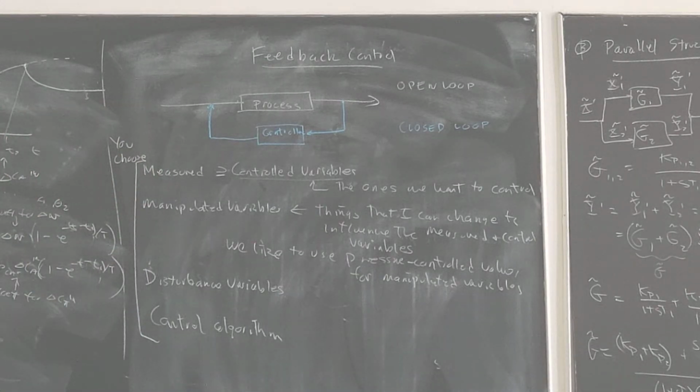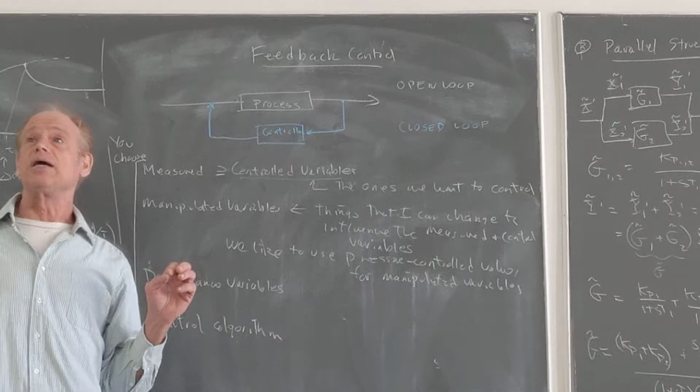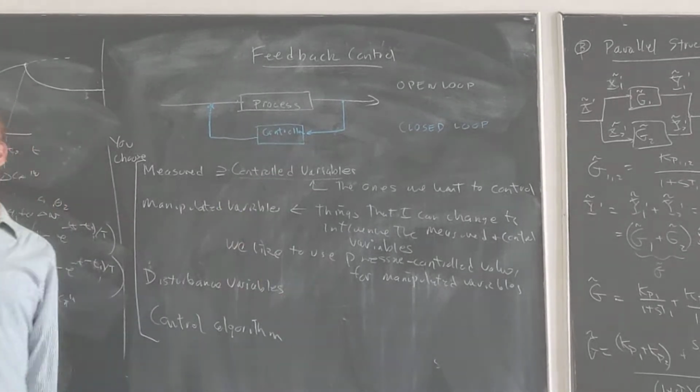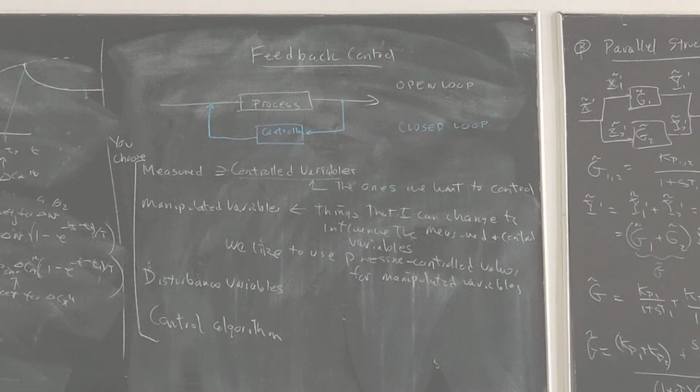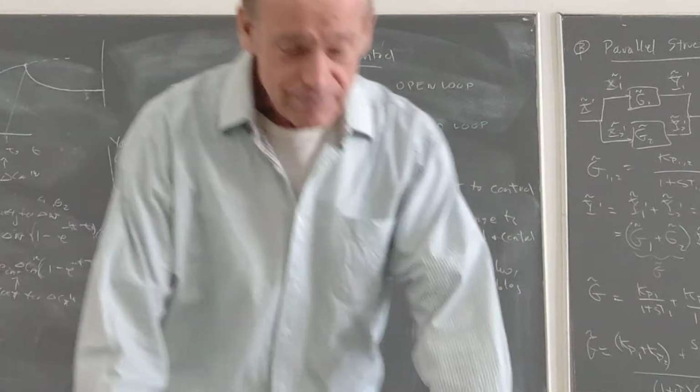You also want to make sure that you're measuring enough things. You obviously want to measure the control variables, but sometimes you want to measure other things so that you can see what's going wrong before the system blows up. So you need to choose those. What else?